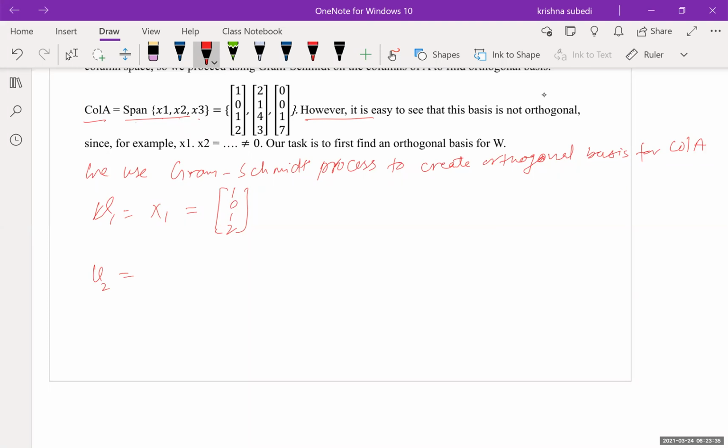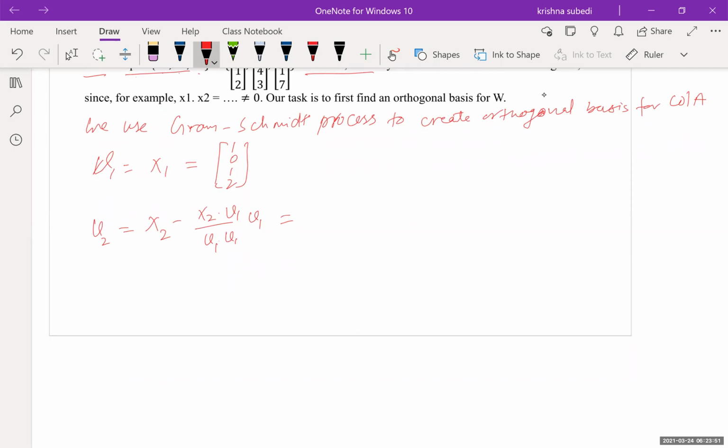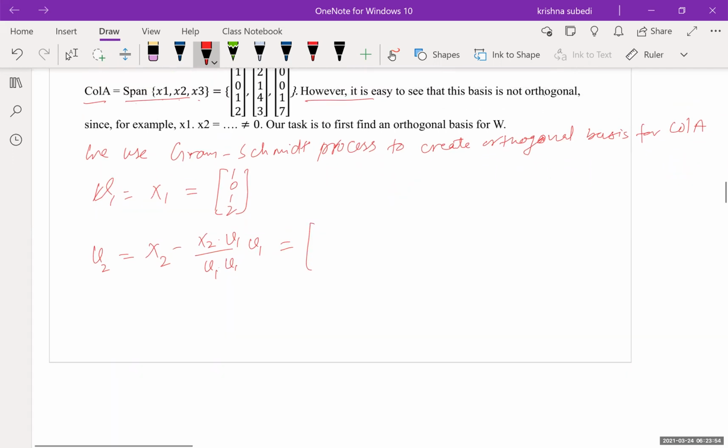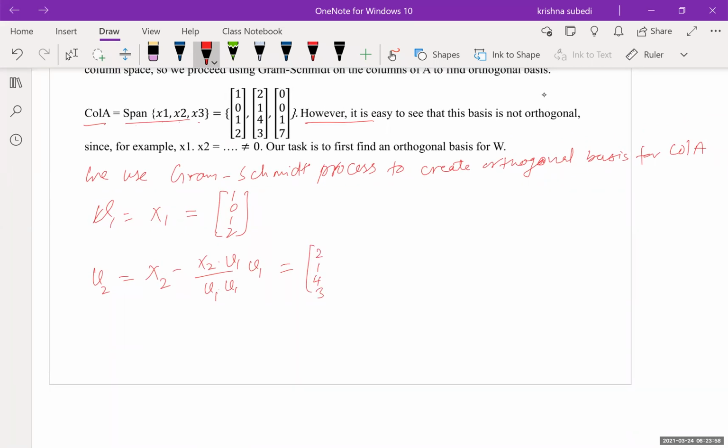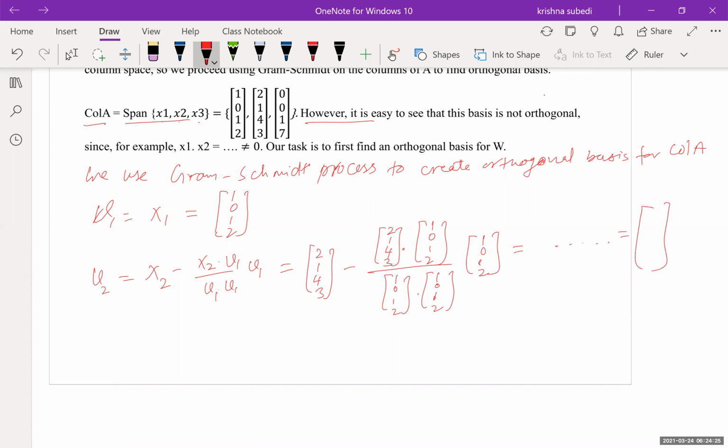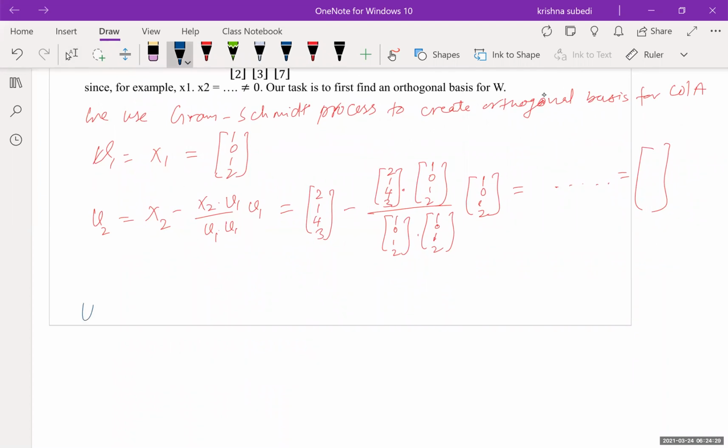Now, the second step. V2 equals X2 minus X2 dot V1 over V1 dot V1 times V1. I want you to calculate this by yourself. I trust that you'll be able to do it. Your X2 is 2, 1, 4, 3, and then minus 2, 1, 4, 3 dot V1, which is 1, 0, 1, 2, over 1, 0, 1, 2 dot 1, 0, 1, 2, times 1, 0, 1, 2. Let me know what is the final vector V2.